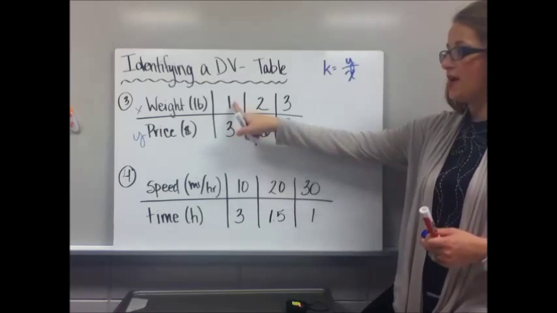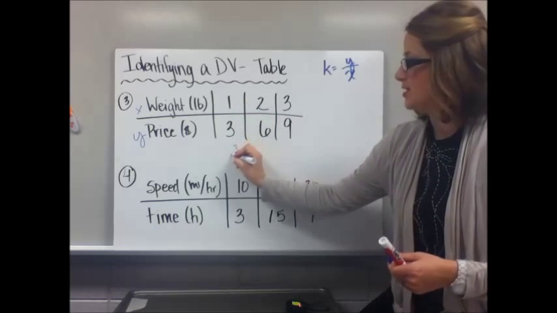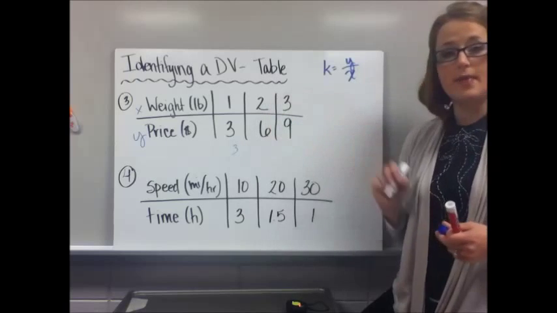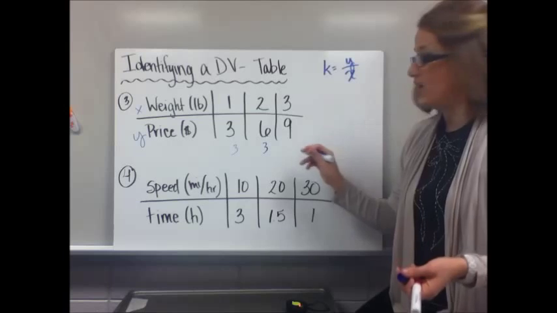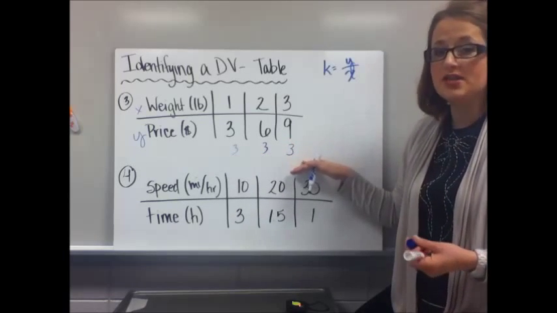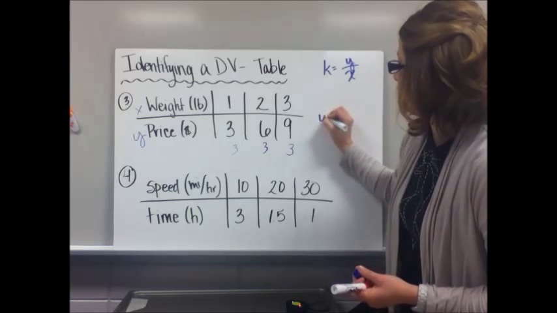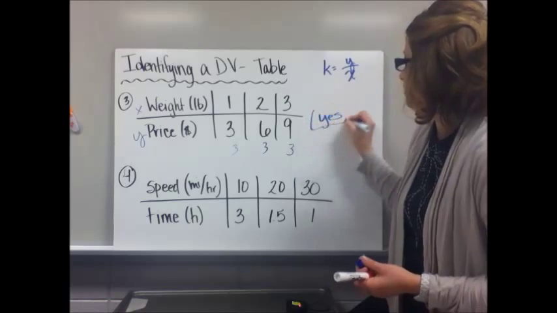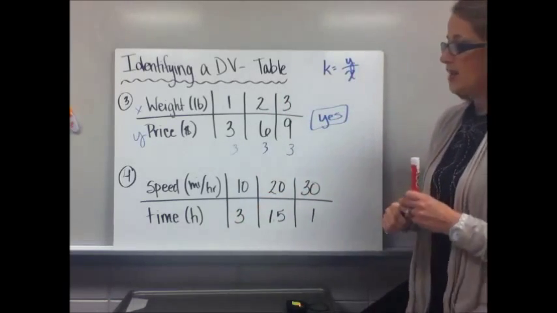If I divide 3 by 1, I get 3. So I'm going to just kind of sketch that right here. If I divide 6 by 2, I get 3. If I divide 9 by 3, I get 3. So as you can see, I have a constant of variation. It's the same for each set. So yes, number 3 is direct variation.